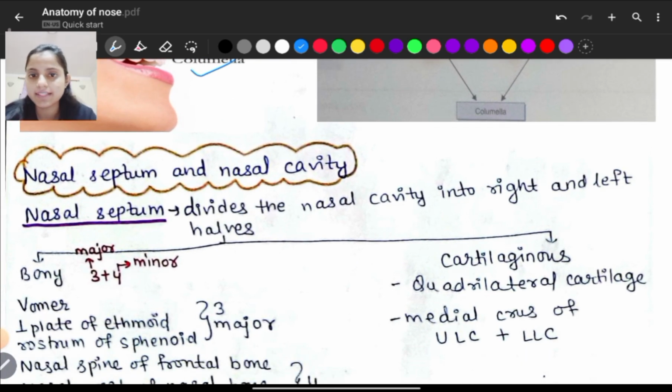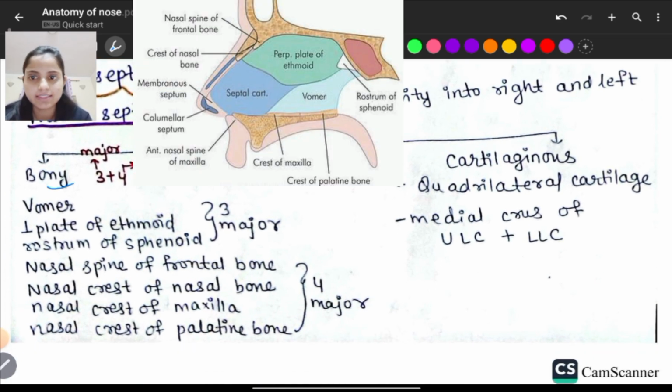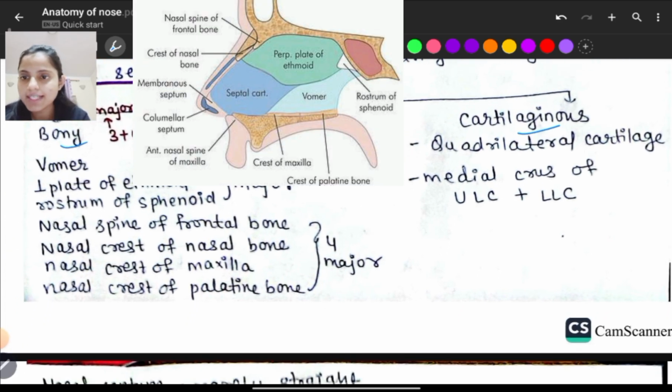Nasal septum and the nasal cavity. The nasal septum divides the nasal cavity into right and left halves. The nasal septum has the bony part and the cartilaginous part. In the bony part, it has 3 major bones and 4 minor bones. We can remember it as 3 plus 4. The 3 major bones are the vomer, the perpendicular plate of ethmoid, and the rostrum of sphenoid: sphenoid, ethmoid, and the vomer.